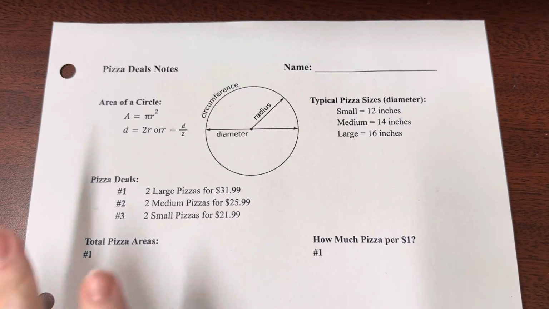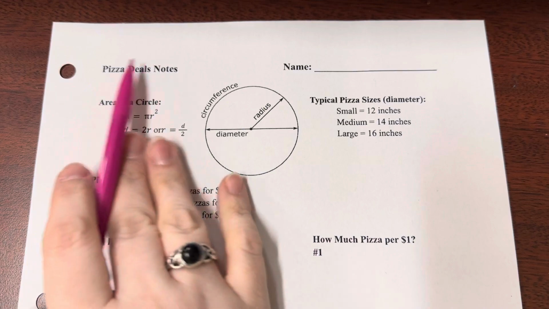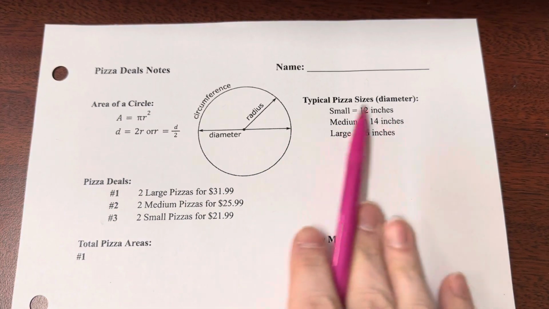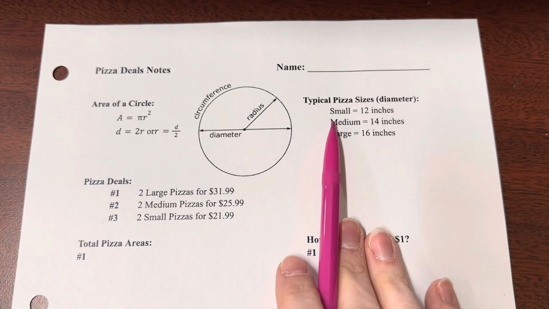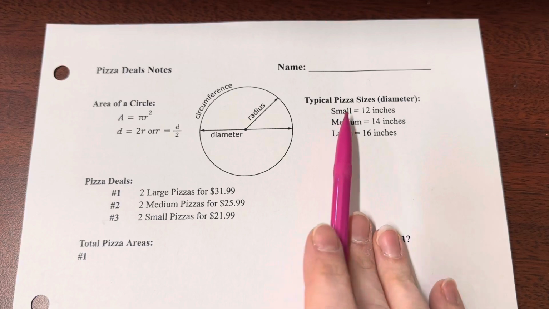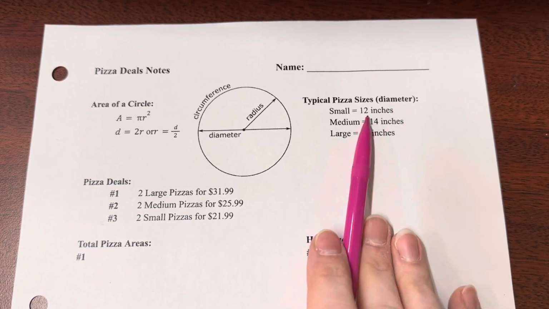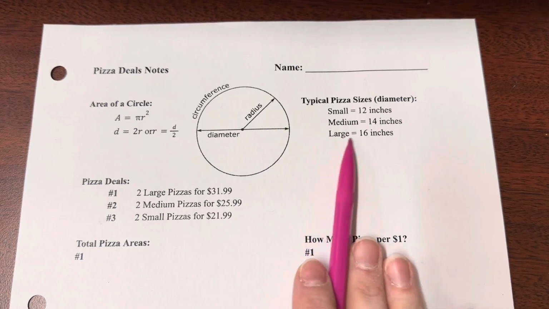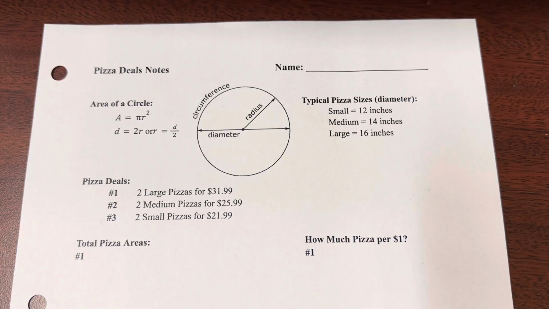Today we're going to be taking a look at how to evaluate pizza deals. Now, there are a couple of things that you need to know. First of all, typical pizza sizes. Now, this isn't true for every single restaurant, but the typical sizes when I looked them up were that a small pizza is about 12 inches in diameter, a medium pizza is about 14 inches in diameter, and a large pizza is about 16 inches in diameter.